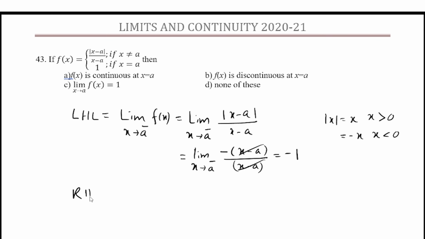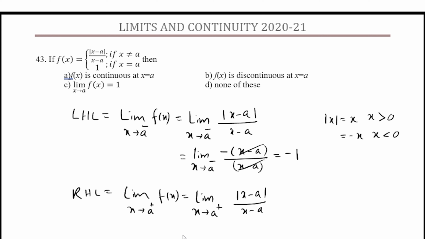Then to find RHL, limit of f of x as x tends to a plus, that is limit x tends to a plus f of x value modulus of x minus a divided by x minus a.